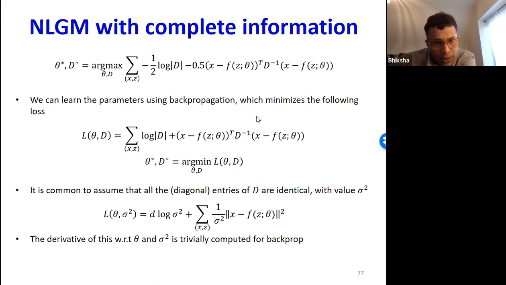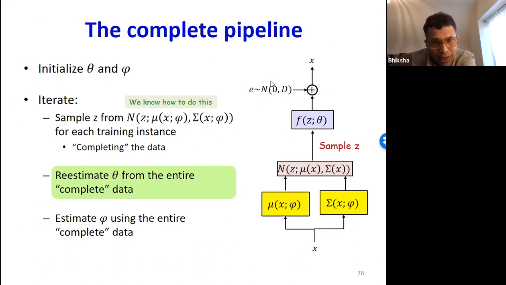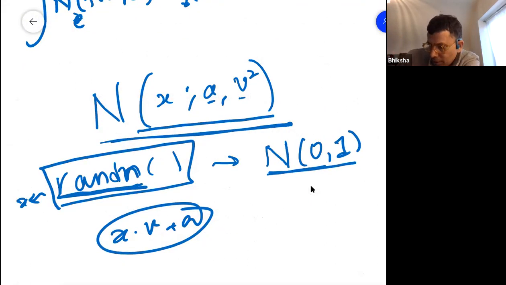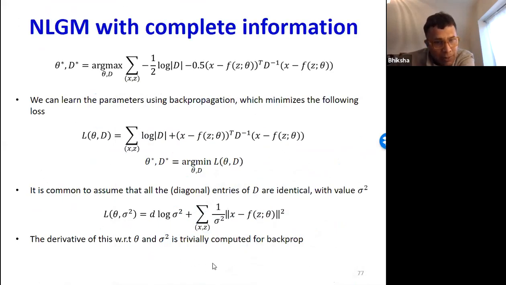Because now you're only worried about the probability of X given Z, which ends up being Gaussian. You end up with this loss function, which you can minimize with respect to the parameters theta of the nonlinear function. And specifically, if you assume that the variance of the noise is identical in every direction, then you end up with D equals some sigma squared I, where I is your identity matrix. And then the whole loss function becomes even simpler. You even get rid of all of the matrix components of it.